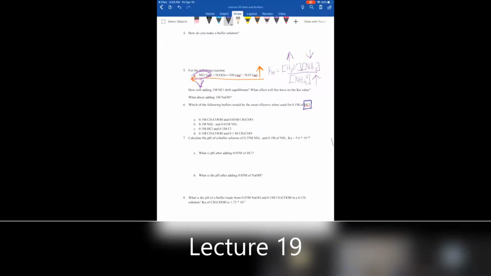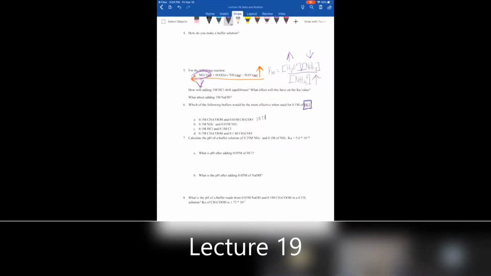So what's your ratio between those two? What's the difference between 0.1 and 0.01, like what factor? It would be 10, a factor of 10. Okay, so you've got a 10 to 1 ratio.